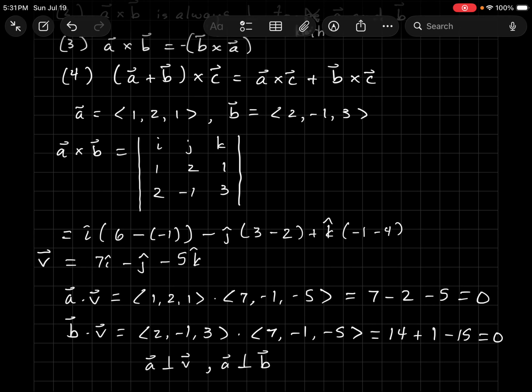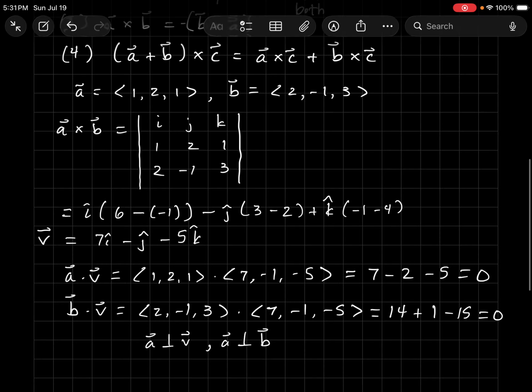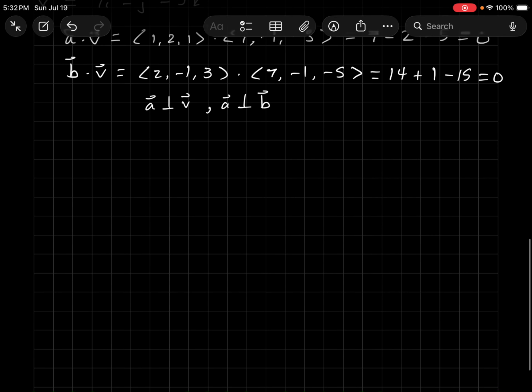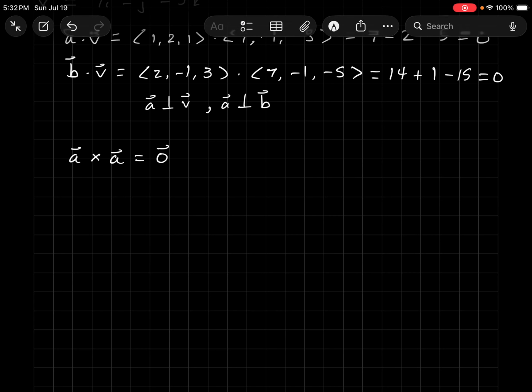Now, I recommend going back and proving some of these properties on your own. There are other properties as well that you might run into. Let me prove that first property that we talked about, where A cross A equals a 0 vector. Let's set up A cross A, making our matrix. So we get I, J, K, A1, A2, A3, A1, A2, A3.